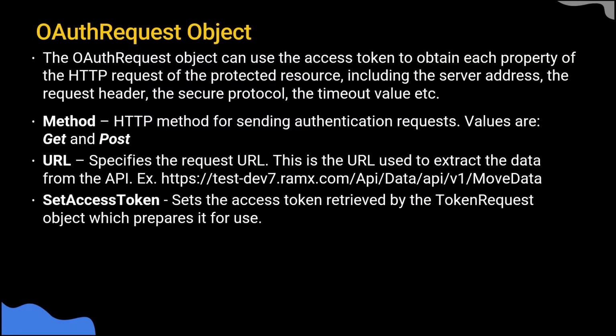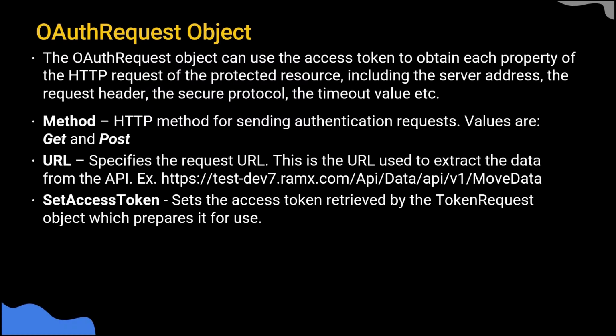So now let's define the OAuth request object. The OAuth request object can use the access token to obtain each property of the HTTP request of the protected resource, including the server address, the request header, the secure protocol, the timeout value, and so on. Method is the HTTP method for sending authentication requests. Values are get and post. And we're going to be using post most of the time, and you'll see in my code later on that I'm using post for the method.